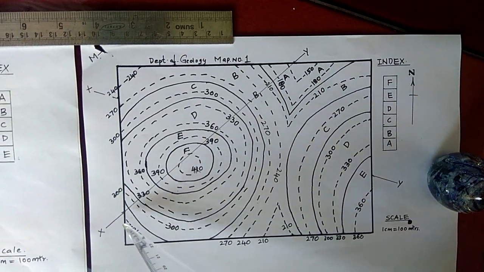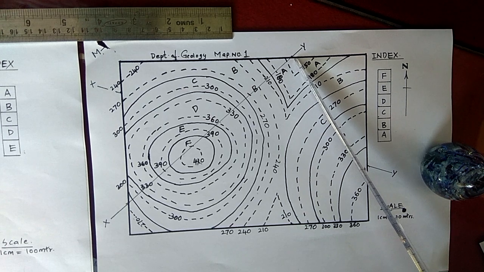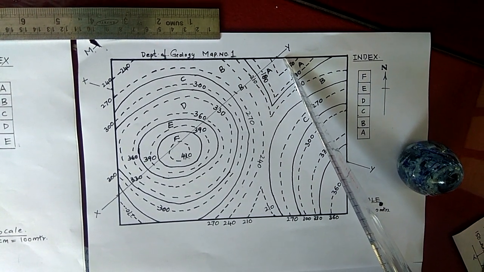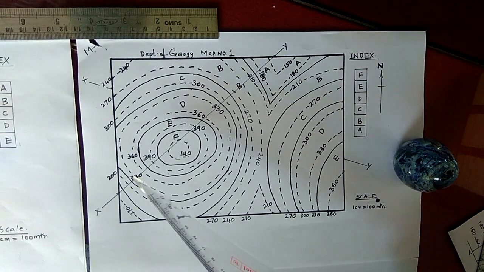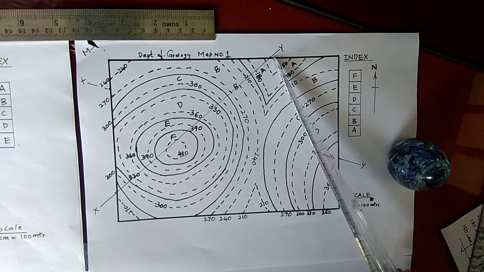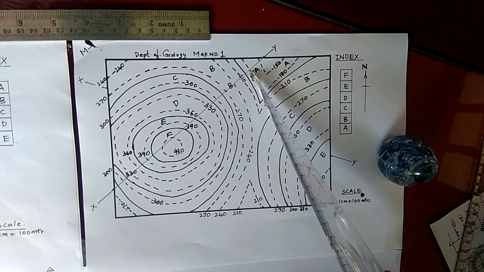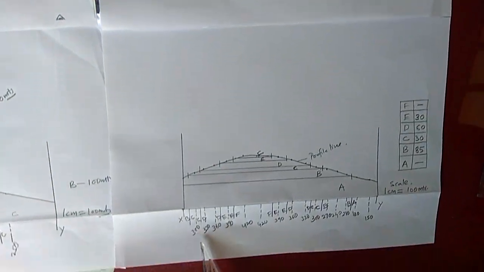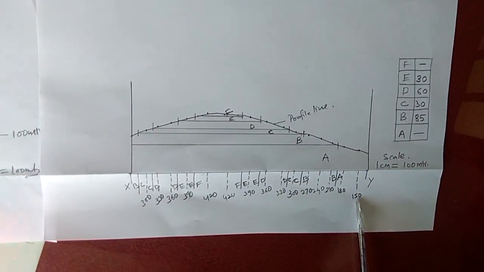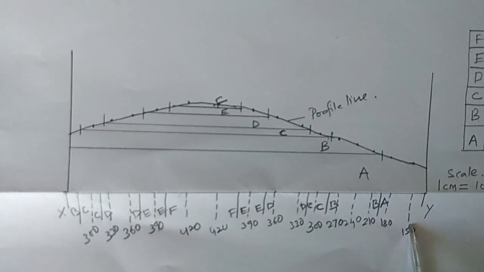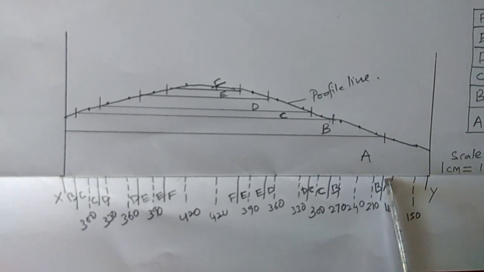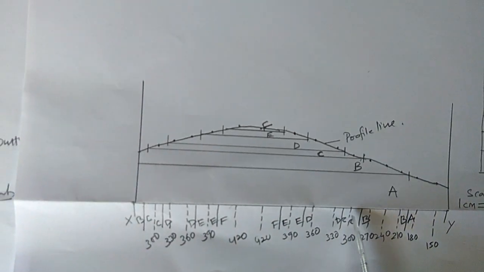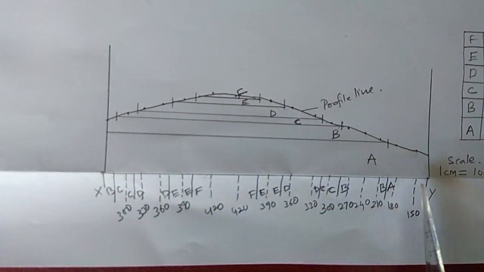First of all, we have to draw a line along XY. Later, we have to fold the paper and keep it along the XY direction, and jot down all these points, and mark these lines. These discontinuous lines are contour lines. These continuous lines are the bedding planes. We have to mark them on this XY line.